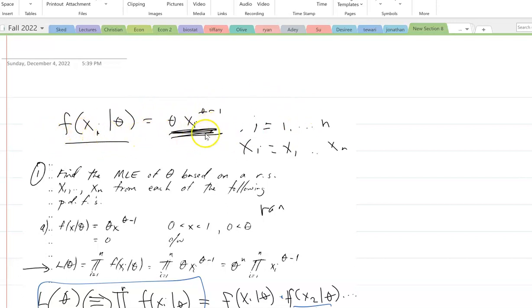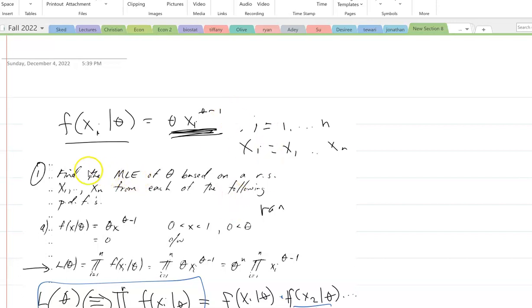And xi is a random variable here, so every xi is IID, meaning independent and identically distributed. Identically distributed means they have the same PDF. Independent means x1 has nothing to do with x2.